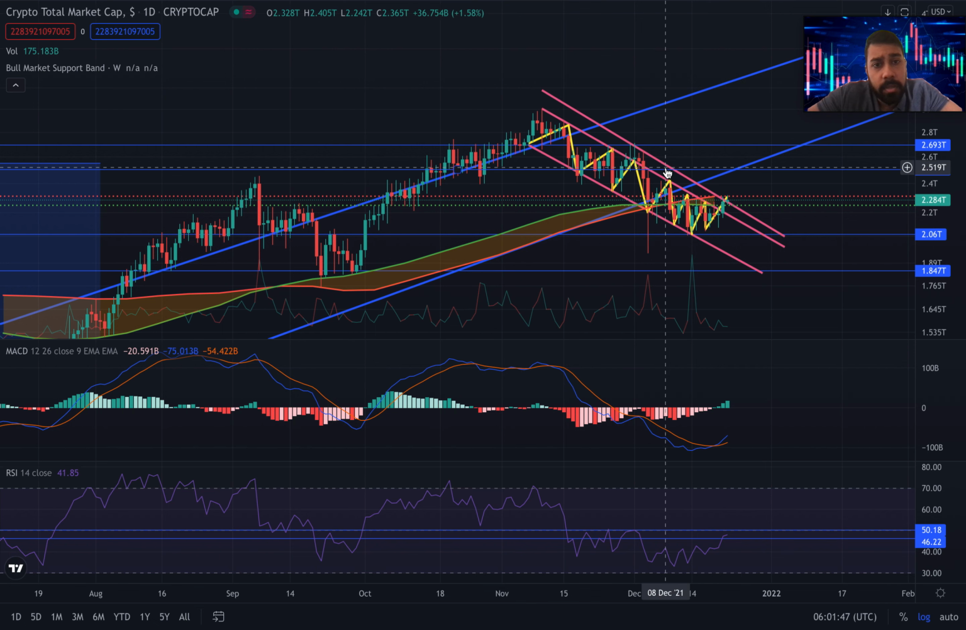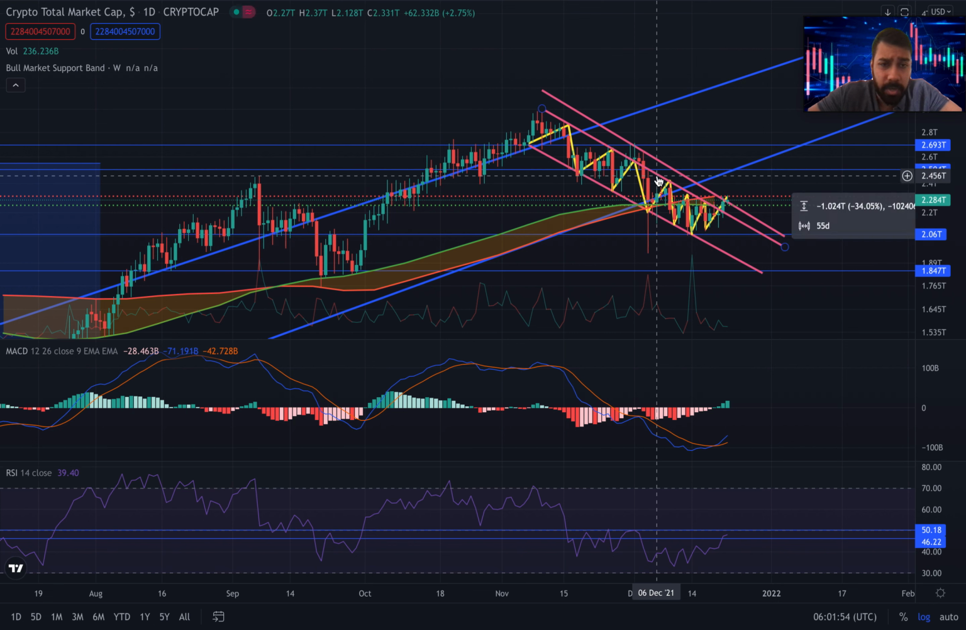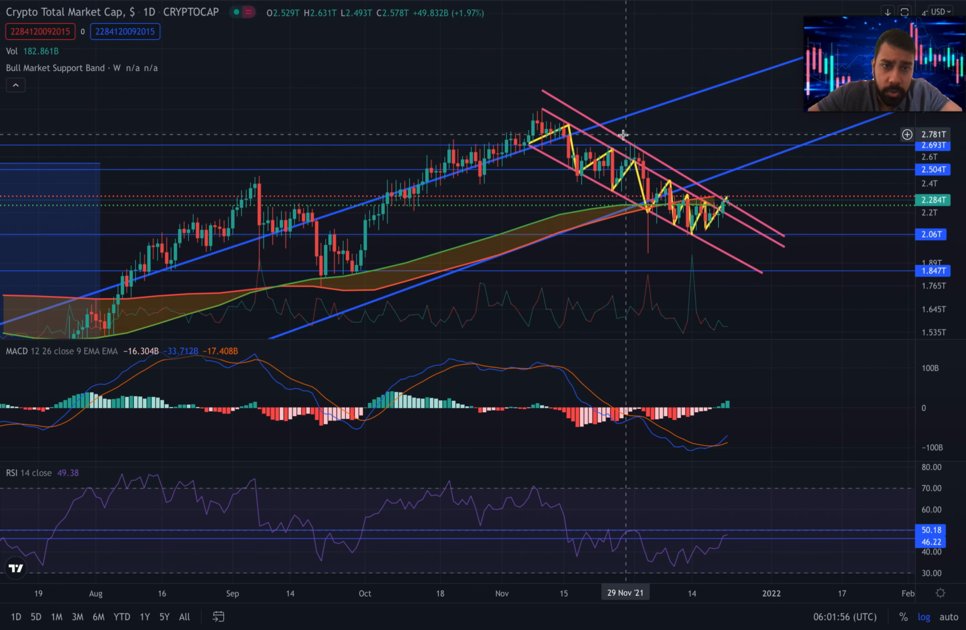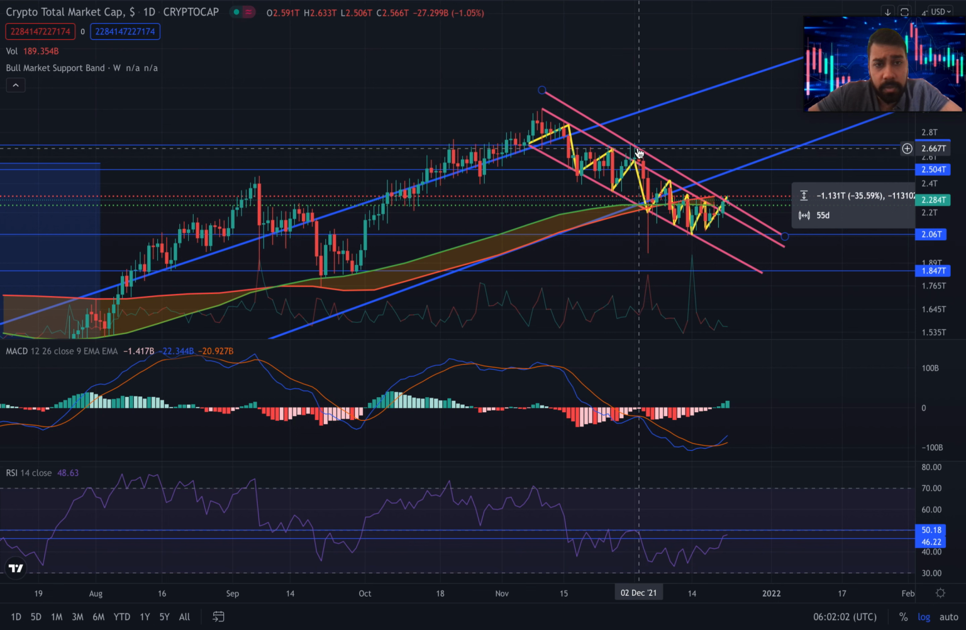First we check out the total MCAP. Right now we can see the falling wedge, right? We have our main falling wedge that we have been trading in, and we also drew this trend line to highlight the tops of each of these daily bars, right?